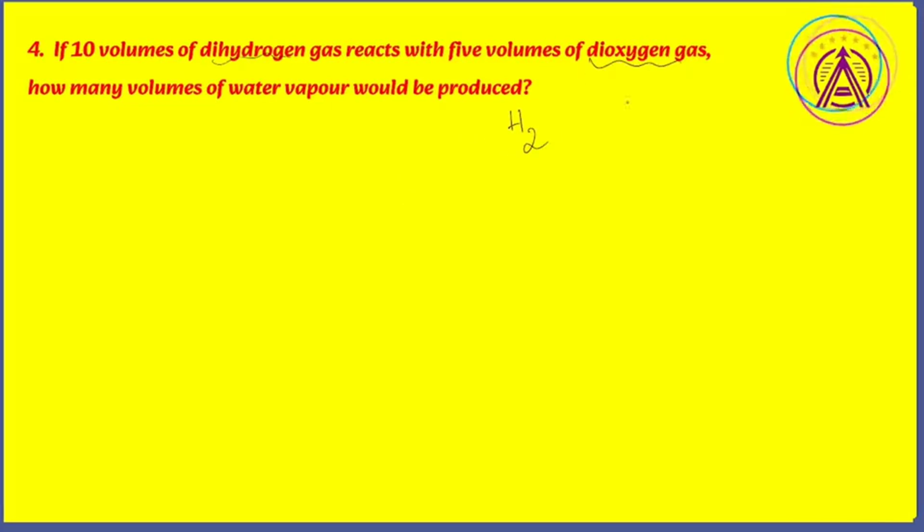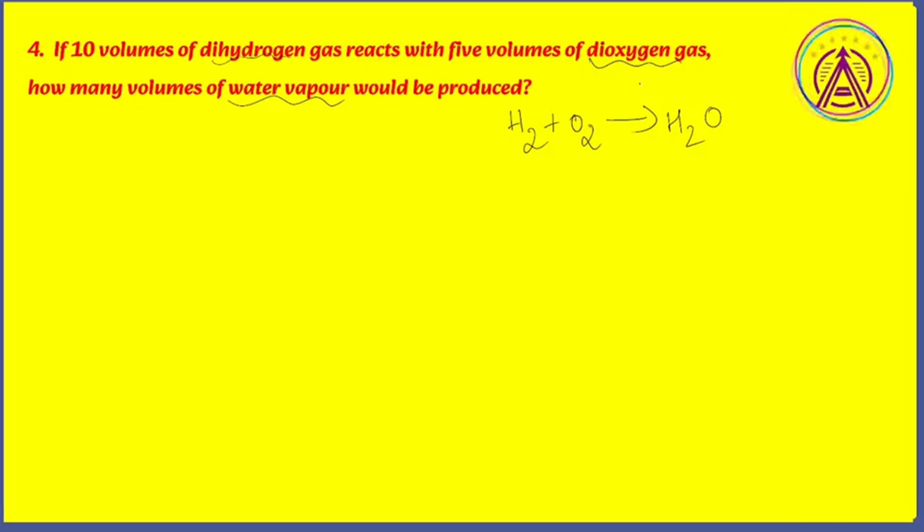And you have dioxygen, which is nothing but O2. And what is formed over here? Water vapor. Water vapor is nothing but H2O. Okay. So step 1 is you understand the reaction. Step 2 is you see if the reaction is balanced or not. So 2 hydrogens on either side, balanced. But on the reactant side, you have 2 oxygen and only 1 oxygen on the product side.